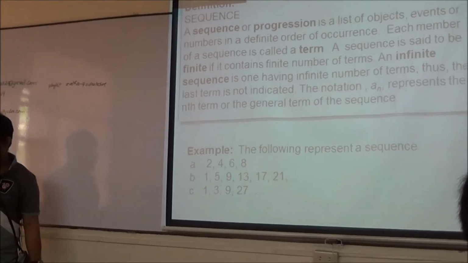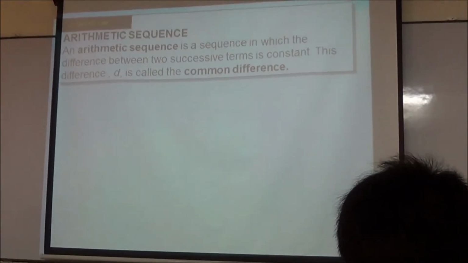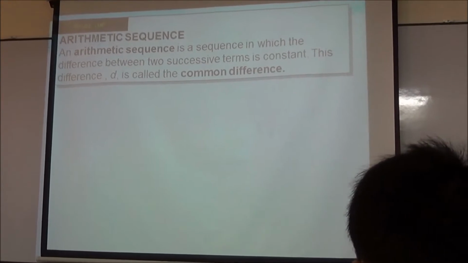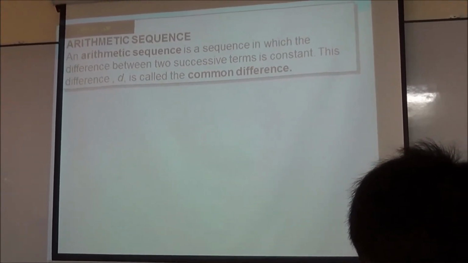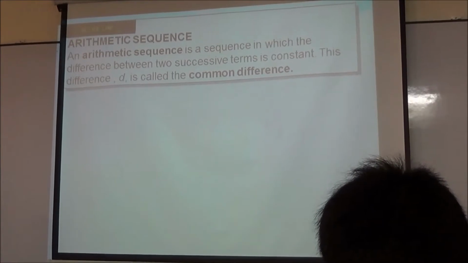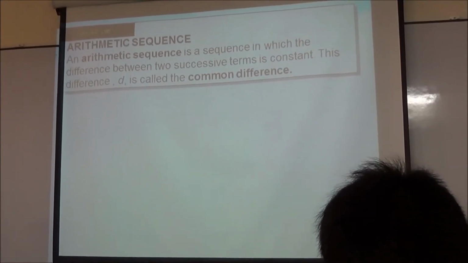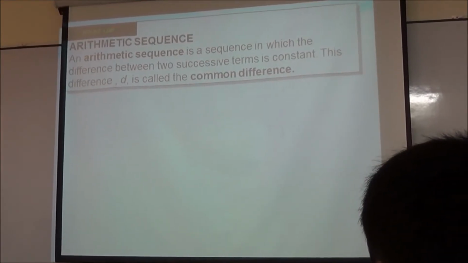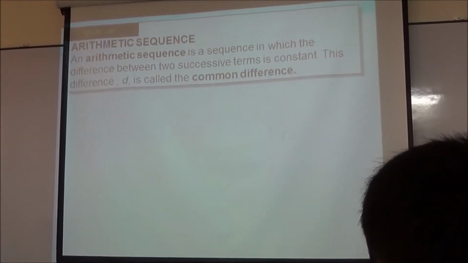Then there are 3 types of sequence. The first one we're going to discuss is the arithmetic sequence. By definition, an arithmetic sequence is a sequence in which the difference between 2 successive terms is constant. This difference, denoted by t, is called the common difference.